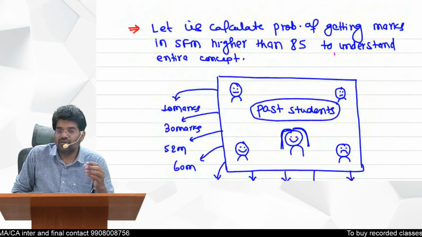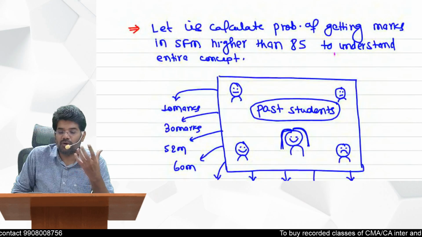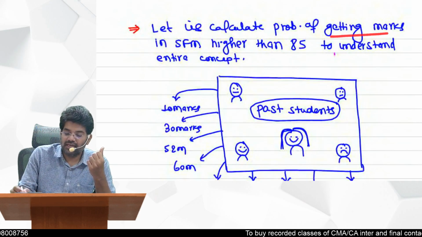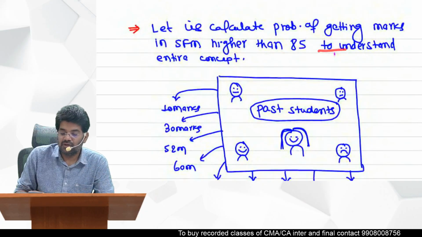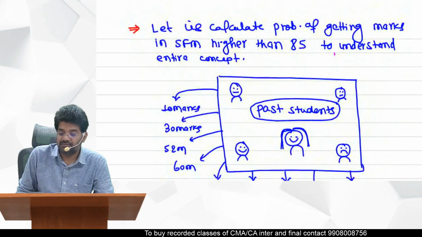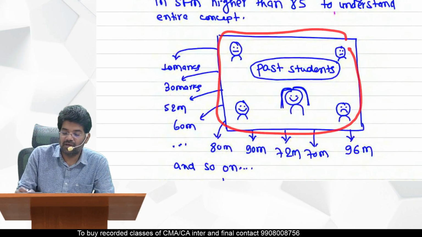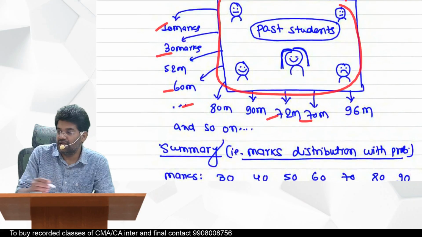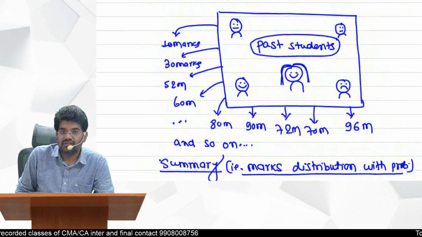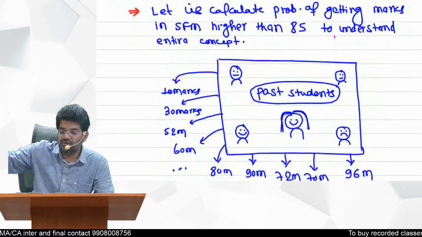So let us try to calculate the probability now. We will try to calculate the probability of getting marks in SFM higher than 85 marks. For that we take the entire past data, how many marks past students got. You can see different marks. So we take the entire data from 85 to 100, whoever got those marks.